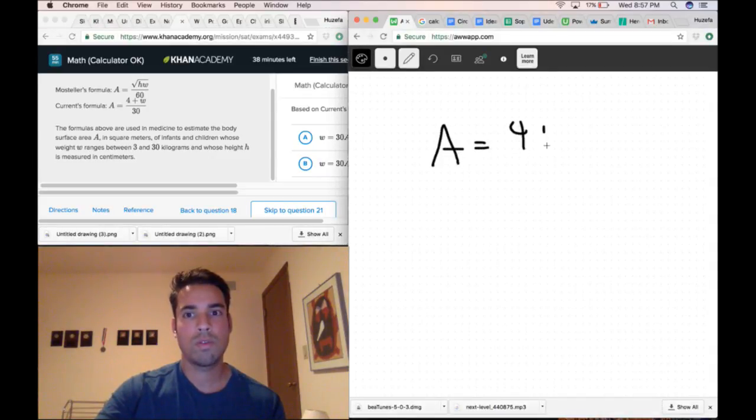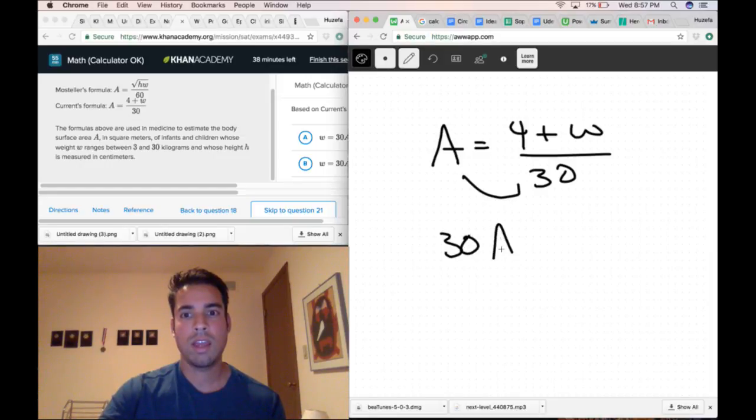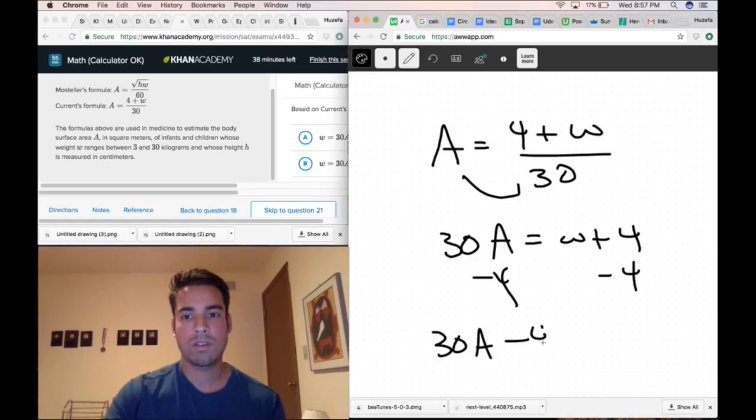A equals 4 plus W over 30. Multiply both sides by 30. 30A equals W plus 4, minus 4 from both sides. So W equals 30A minus 4.